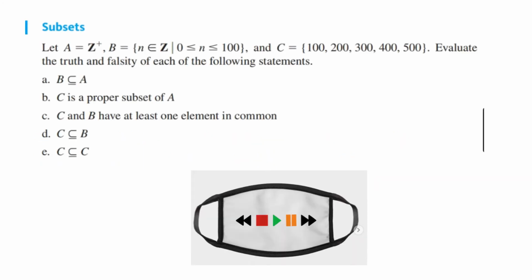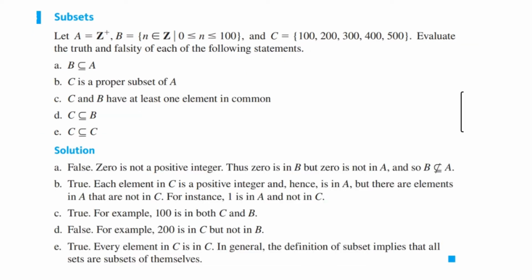There's a problem dealing with subsets. You're to determine which of these statements are true and which are false. You know what to do. Let's see how you did. You should have gotten false, true, true, false, and true for these reasons.